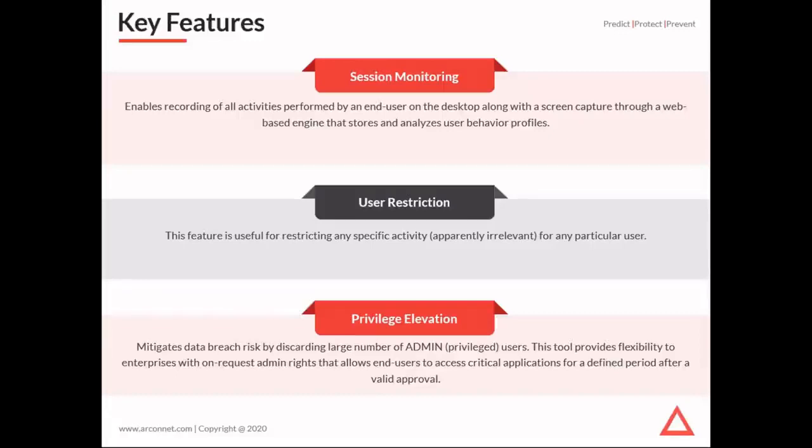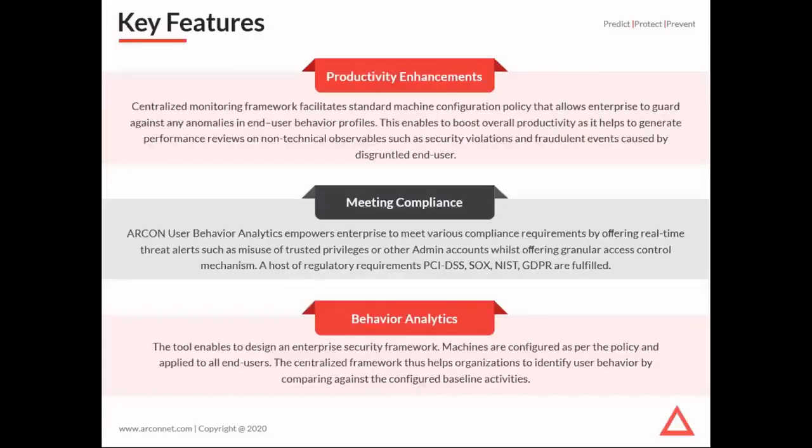Now, once I get that, I can myself raise the privileges or elevate the privileges using the UBA agent, and I will be able to install that FileZilla tool within my laptop. This will not only save a lot of time, but it will also help in maintaining the audit trail, which user has raised the request of elevating the privilege for installing which application and it was approved by which administrator. So all this audit trail will also be available within the Arcon UBA solution.